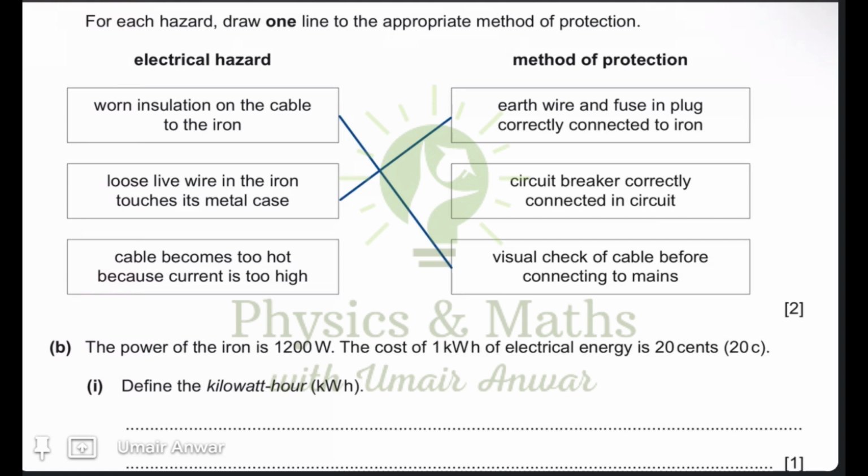Cable becomes too hot because current is too high. Since the current is too high, for protection from overcurrent, circuit breakers or fuses are used. So this hazard is protected by this method of protection.